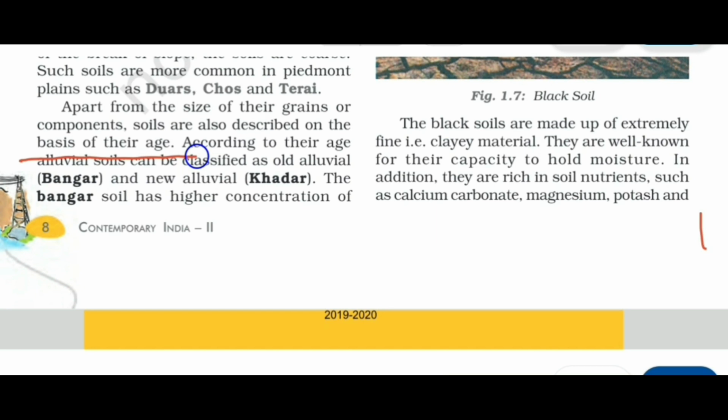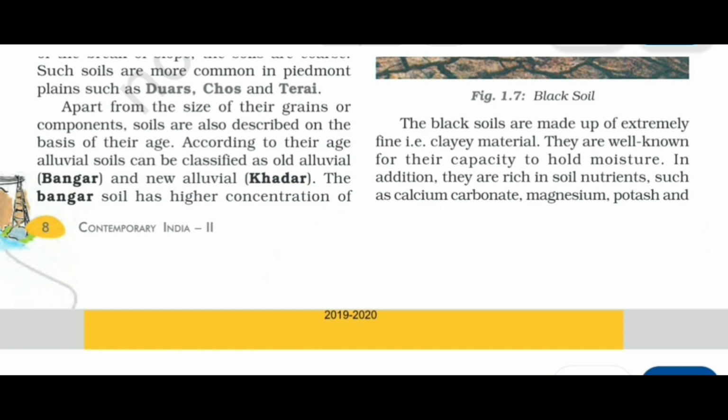So based on age, we are classifying the alluvial soil into two. One is known as Bhangar, the other one is known as Khadar. Now we are going to classify soils on the basis of age. Old alluvial is known by the name Bhangar soil. New alluvial is known by the name Khadar soil. So do remember, alluvial soils are classified on the basis of age into two: old alluvial, which is known by the name Bhangar, and new alluvial, which is known by the name Khadar.